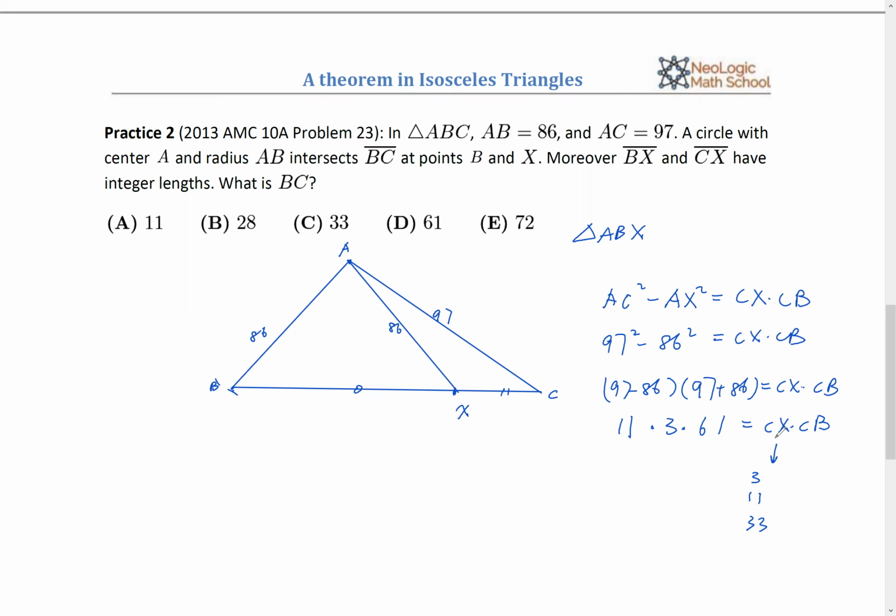But take a closer look. CX is part of this triangle. There's a 97, there's an 86. So CX is at least 11, right? Because the sum of two sides is longer than the third one. So CX cannot be 3. CX cannot be 11. Makes sense to say CX is 33, right here.